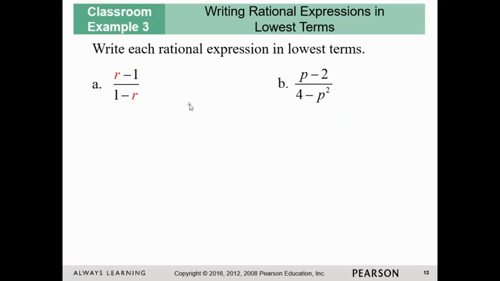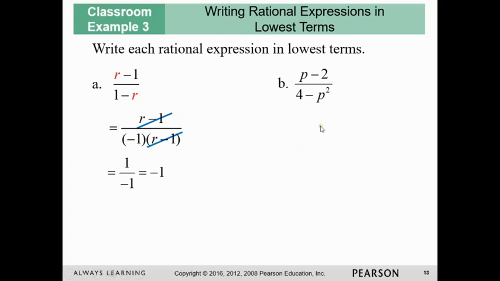So now we're going to look at A here. Notice something about A. If we were to factor out a negative 1 in the denominator, that creates r minus 1. So now we have r minus 1 in both the numerator and the denominator. And that simplifies to negative 1. These are actually called opposites. And whenever they're written into a rational expression, they come out to be negative 1.